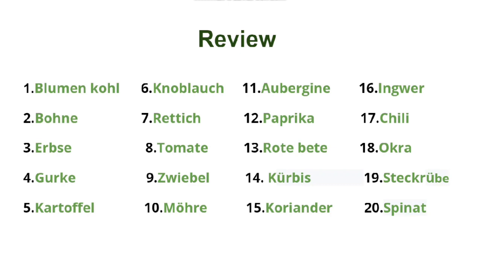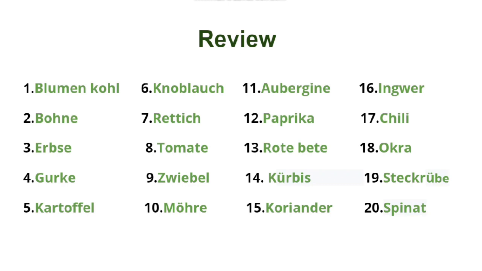11th is Aubergine. Here comes the combination of German language A, U, combination of two words. These two words produce the sounds of Au, that's why it is called Aubergine. 12th is Paprika. Here you can see A gives the sounds of A, Paprika.